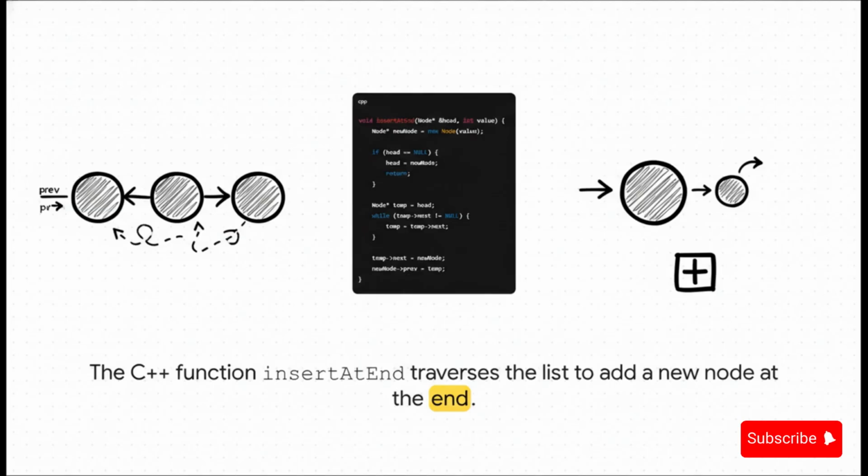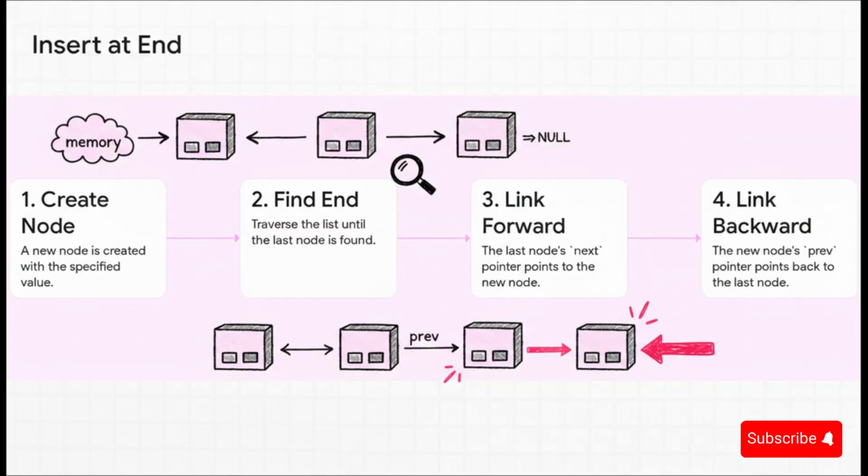You'll see a while loop in there. Why? Well, unlike the head, we don't have a special pointer that just takes us straight to the end. So we have to take a little trip. We have to walk through the entire list, node by node, to find the very last one before we can add our new one. The logic itself is pretty simple, though.